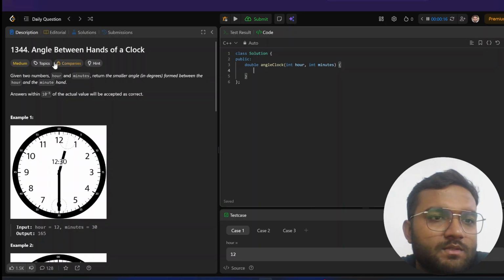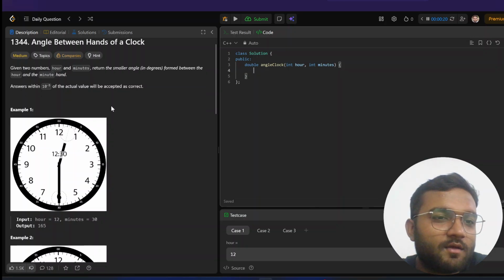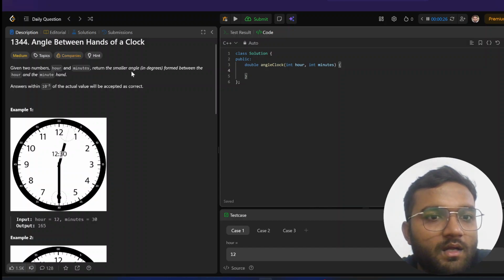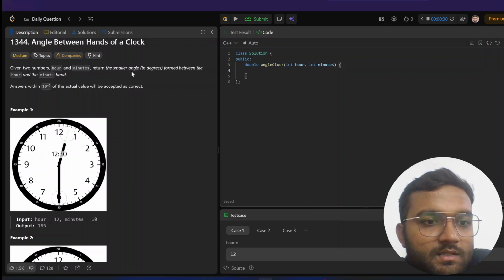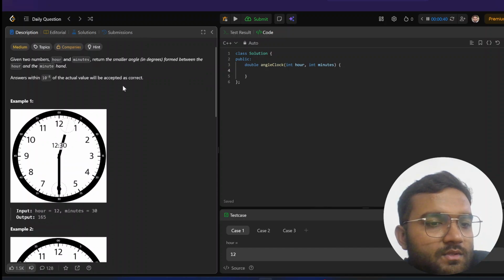So the problem is angle between hands of a clock. Given two numbers, hour and minutes, return the smaller angle in degrees formed between the hour and minute hand. Answers within 10 to the power minus 5 of the actual value will be accepted as correct. What is the meaning of this?